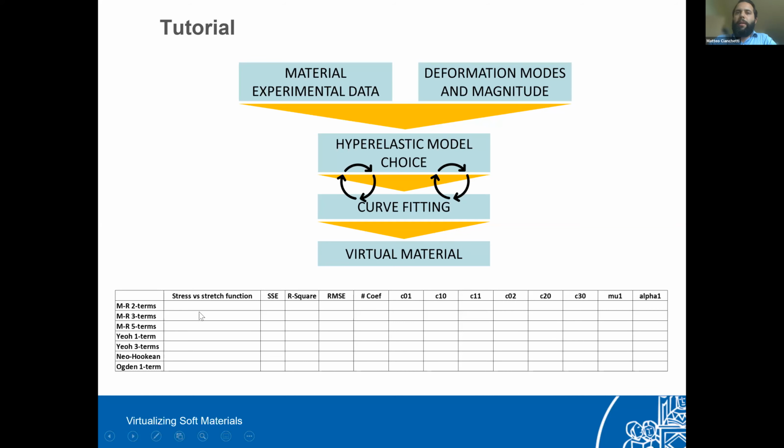So for example, the two-terms Mooney-Rivlin model only needs C01 and C10. So this will be empty. But some others will use it. So for completeness in the table, I reported all of them. Okay, does it make sense? Is the assignment clear? If it is not, just tell me. Otherwise, I will be here for all the rest of the time. But you are free to use all the slides and the tool to go through this exercise.